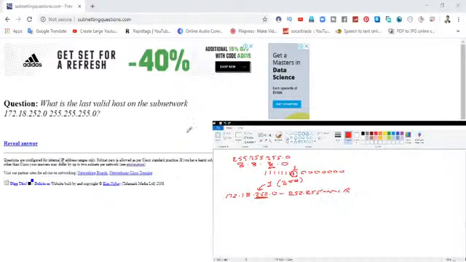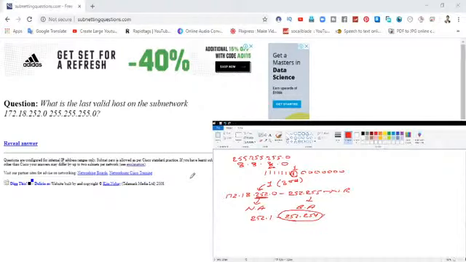The question was, what is the last valid host? If this is the network range, the first IP is the network address and the last one is the broadcast address. What would be the valid host range? 252.0 is the network, so 252.1 would be the first IP and 252.255 is the broadcast address. So 252.254 would be the last valid host.